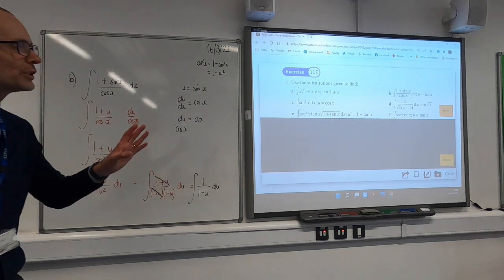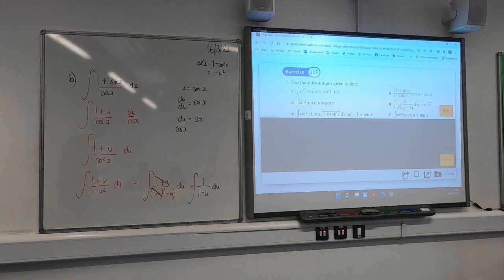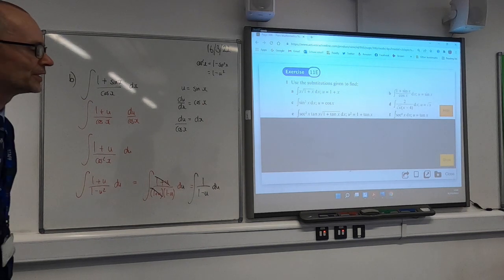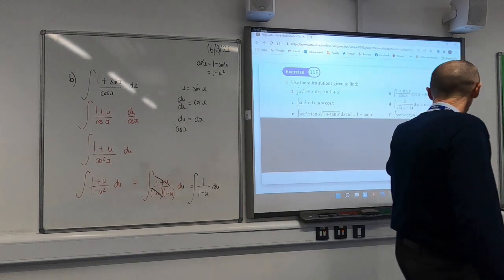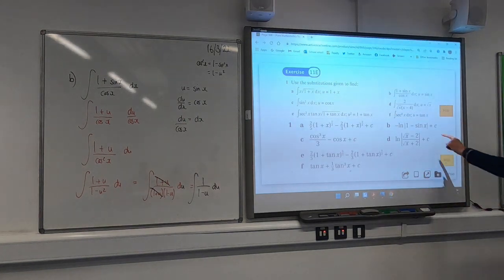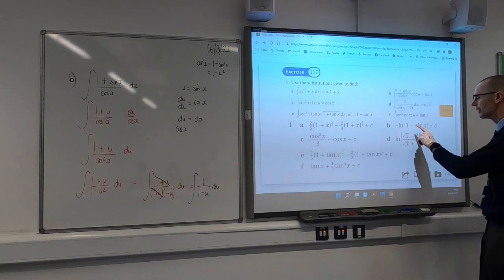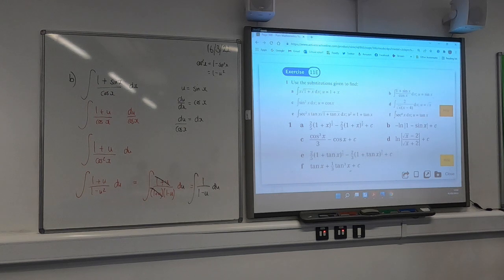Could I encourage you to have a look at E as your next one? I realise some of you might not have finished B, so the only thing you have to do with B is do the substitution at the end. So you just replace u with sine x, so you get minus ln of 1 minus sine x.